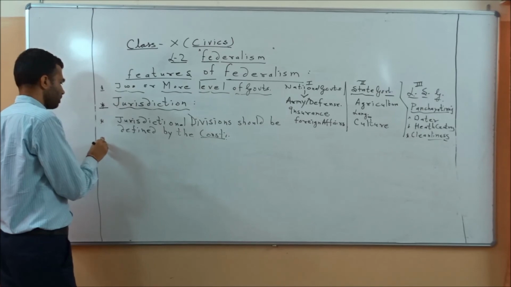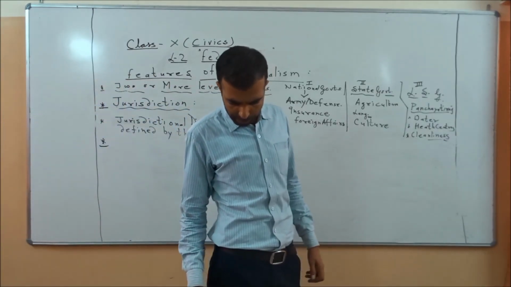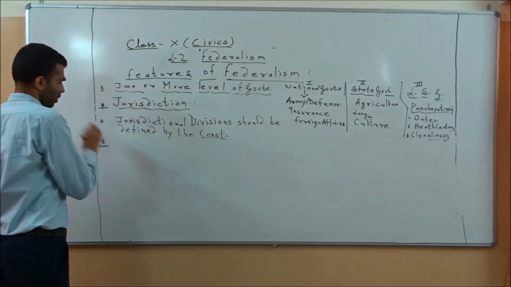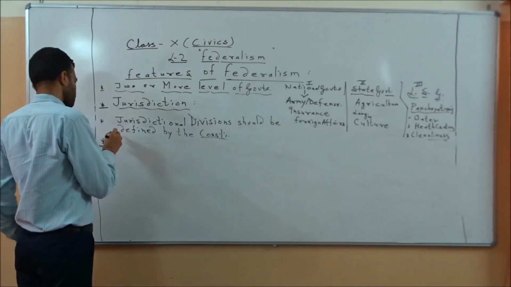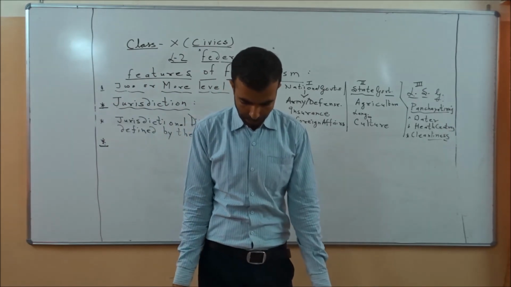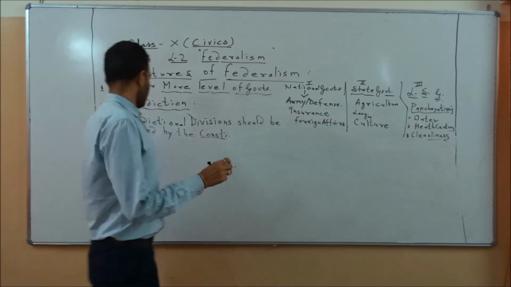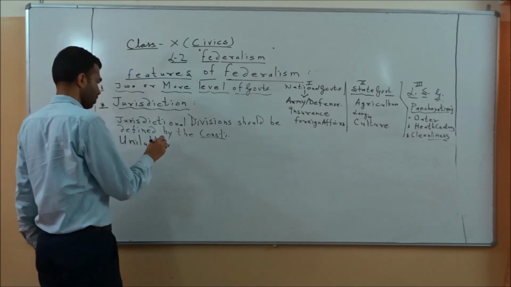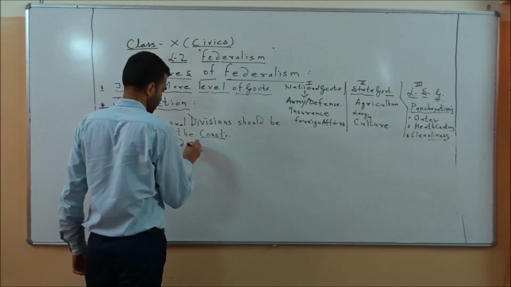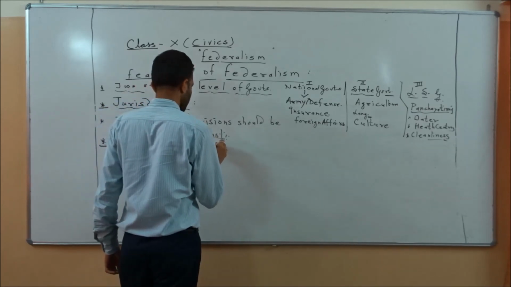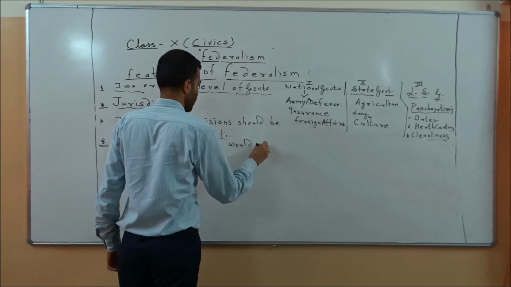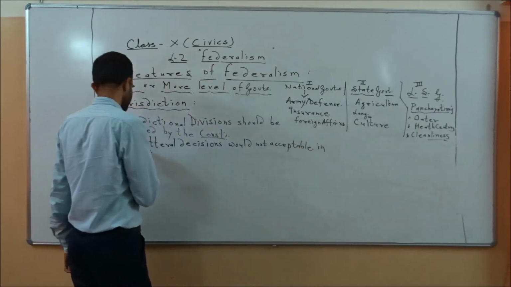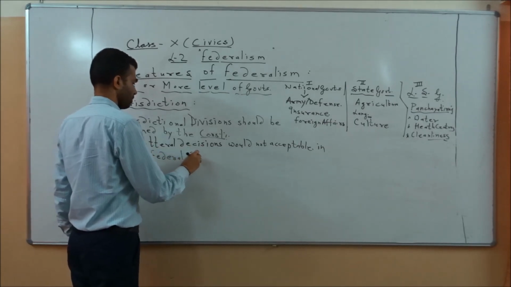Okay. Now we go to the next feature. The next very important feature is that unilateral decisions would not be acceptable in federal setup. What does this mean?